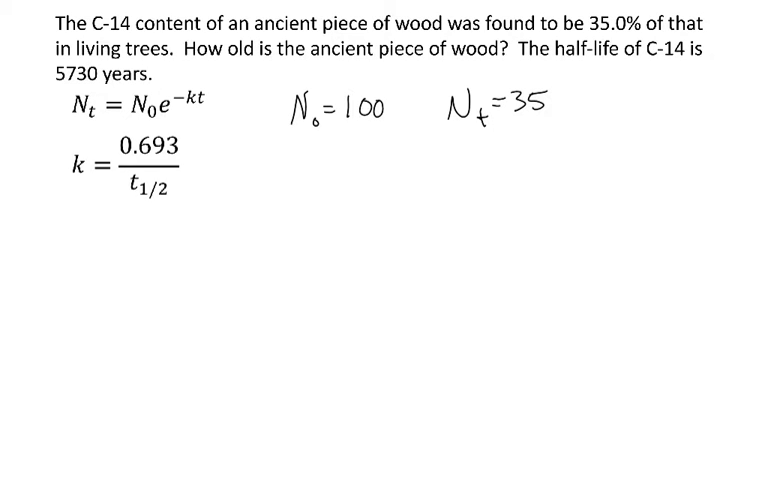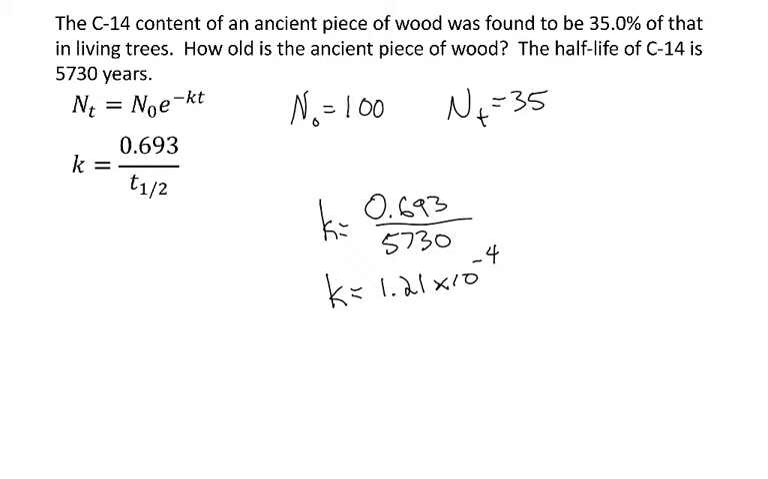So the only thing we need to find the time is K, and I can get K from the half-life. So I punch that in my calculator, I get 1.21 times 10 to the negative 4. And again, the units on the rate constant are 1 over the time units. So our half-life was in years, so the units on K are going to be 1 over years. And we'll finish the problem up on the next slide.